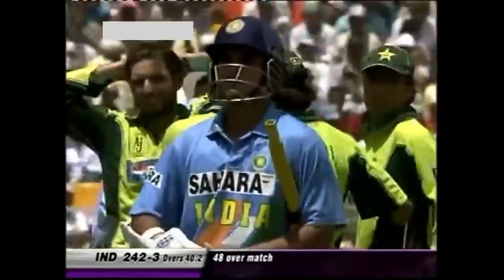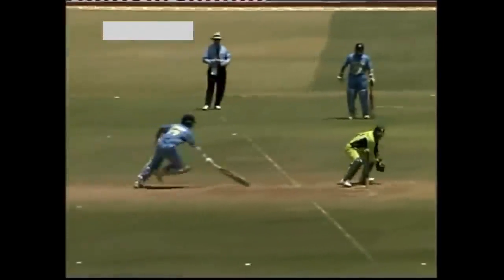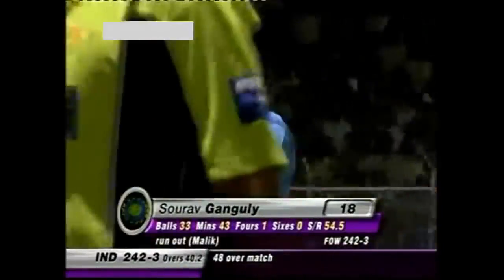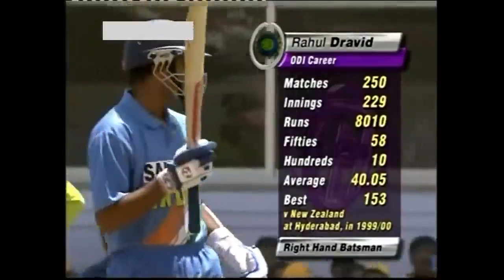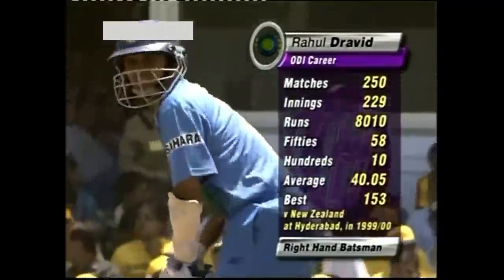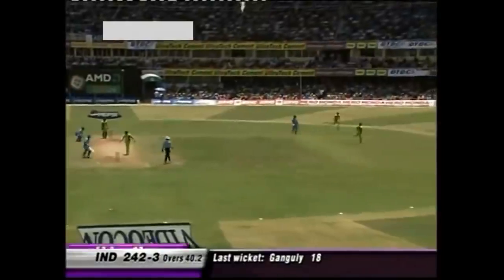He wasn't aware. He thought he had made it, so he was surprised when the red light came on. In fact, he was planning in the next few overs with Tendulkar when the red light came on. Another look. It was a simple decision for the third umpire. Short of his crease. So Ganguly run out for 18, 242 for 3. Rahul Dravid is the next man in. 250th one-day match for Dravid. Gets off the mark right away.